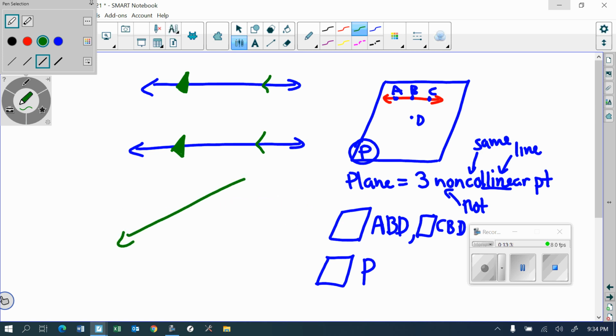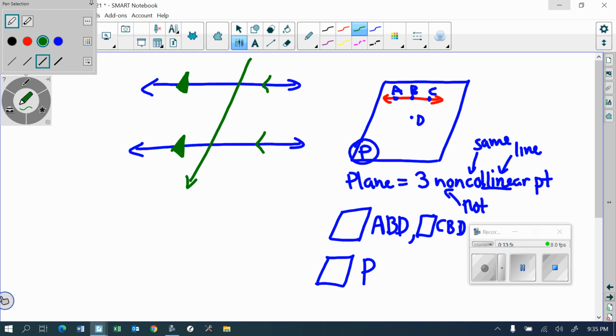So I could have 2 lines here, and they could be parallel, and they put 2 arrows on there. That means they aren't parallel to these blue ones up here, because those only have 1 arrow on them. So again, the same number of arrows shows you those lines are parallel. All right, so there's my parallel lines.